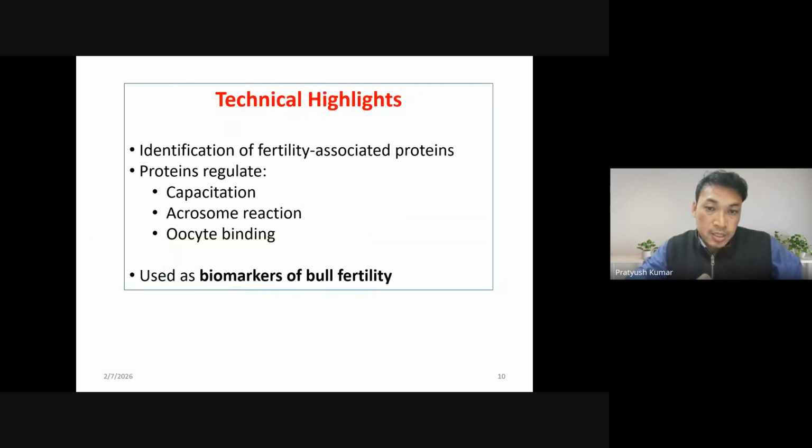See, identification of fertility-associated proteins, I have already told you. This is proteomics, and this is how it is important. Proteomics regulates capacitation, acrosome reaction, and oocyte binding, I mean the fertilization. So these proteins can be used as biomarkers of bull fertility. So this is very important.